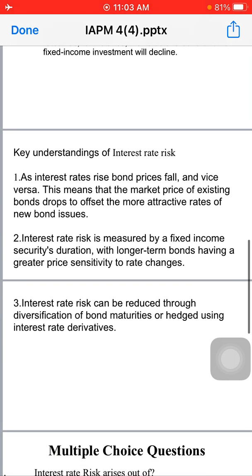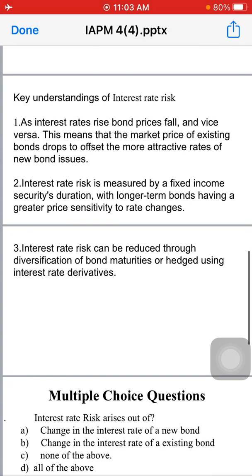Second point, interest rate risk is measured by a fixed income security's duration, with longer term bonds having a greater price sensitivity to rate changes. Let's assume a debenture has a 5 year, 10 year, 15 year, or 20 year maturity. Longer bonds have a greater price sensitivity, because in this gap, if a new debenture is issued with a higher rate of interest, then automatically the prices of such bonds or debentures will decline in the secondary market.